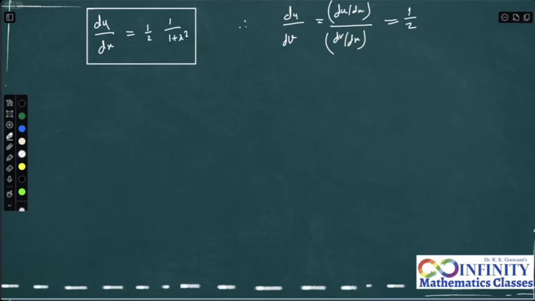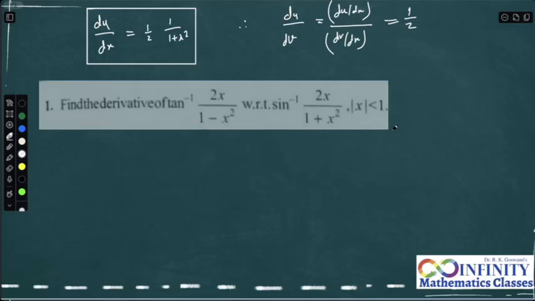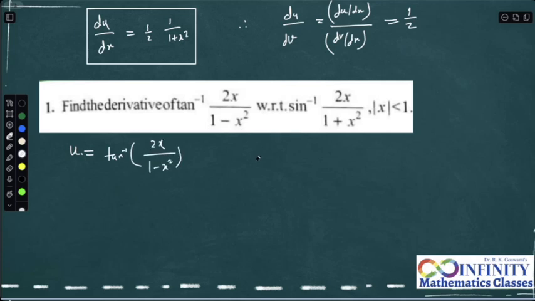This is a question from the exercise based on a similar structure. So find the derivative of the first term. Consider the first term as u. It is going to be tan inverse 2x over 1 minus x square. And the second expression is v, which is sine inverse 2x upon 1 plus x square. Important thing, mod x is going to be less than 1.